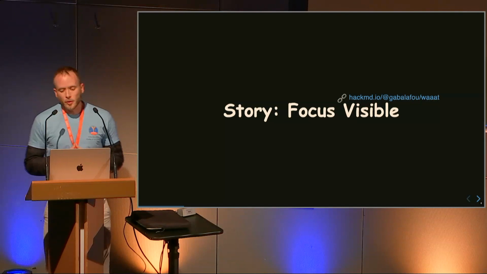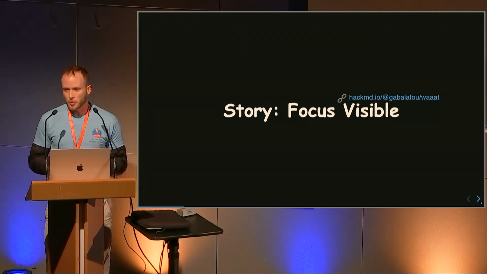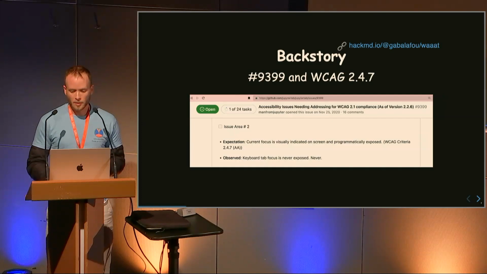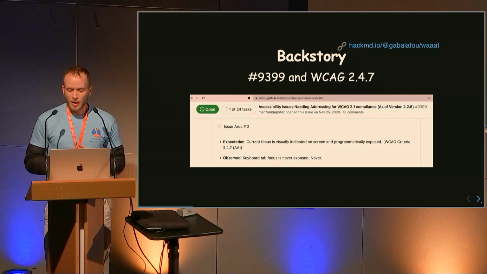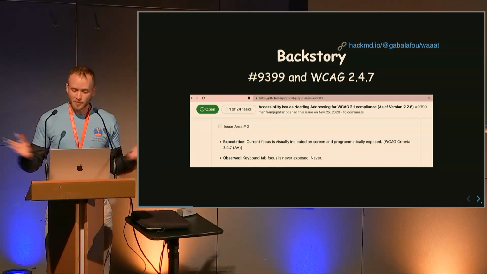So now I'm going to tell you a story about solving an accessibility issue in JupyterLab. But first, a little backstory. So working in open source is interesting. When I joined the folks working on accessibility in JupyterLab, I quickly learned about an issue on GitHub, number 9399. It was posted in 2020 by the user Man from Jupiter. I asked a coworker more about this issue, and they said they actually don't know who Man from Jupiter is. So I guess that's a bit like the man in the Iron Mask, which I felt obliged to make that reference since we are in France.